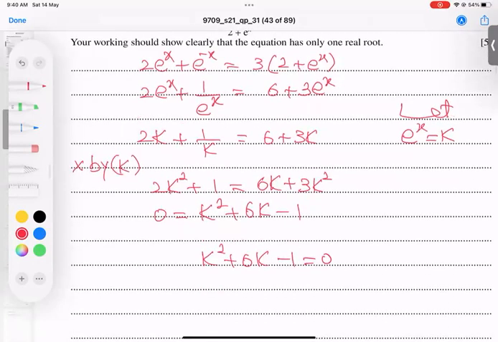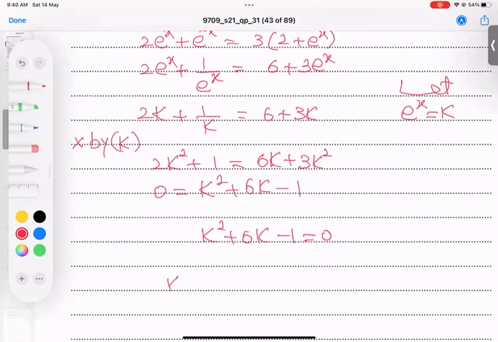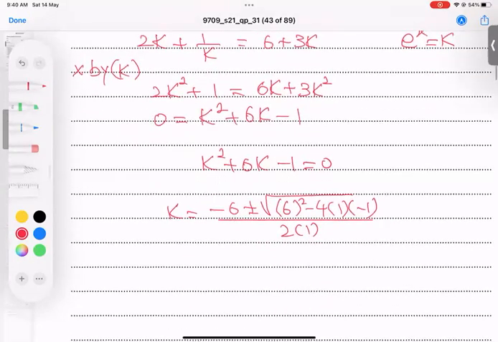Now after this, we will apply the quadratic formula again. k is equal to -6 plus and minus root of b squared minus 4ac, over 2a. So after this, we will get two answers, and we can apply the formula here. So a is 1, b is 6, c is -1. And the answers I'm getting are -3 plus root 10, and the second answer, -3 minus root 10.